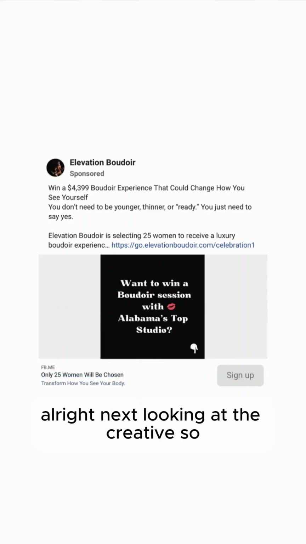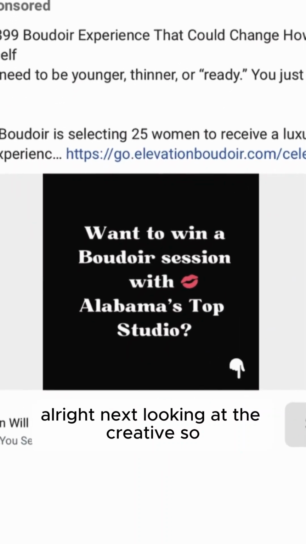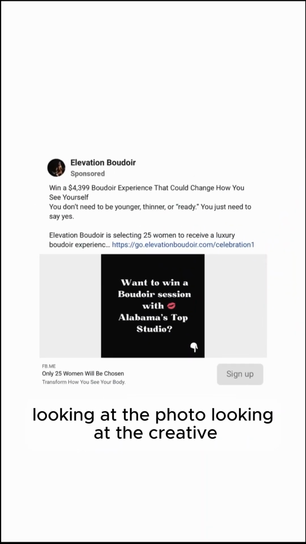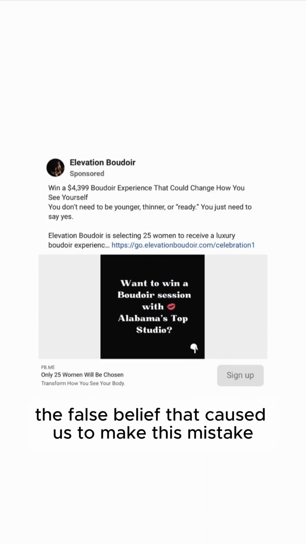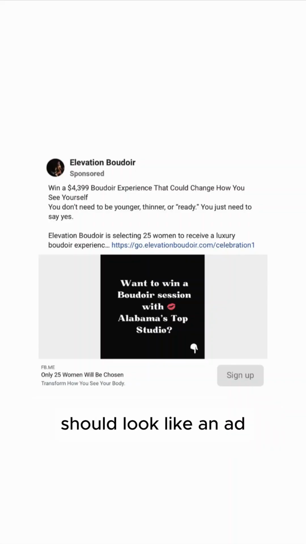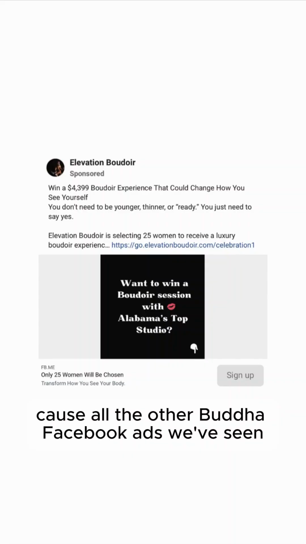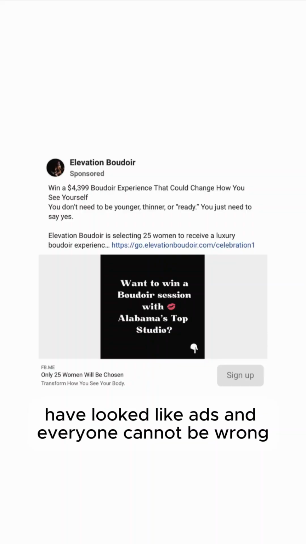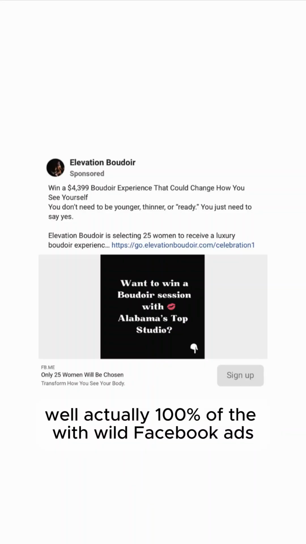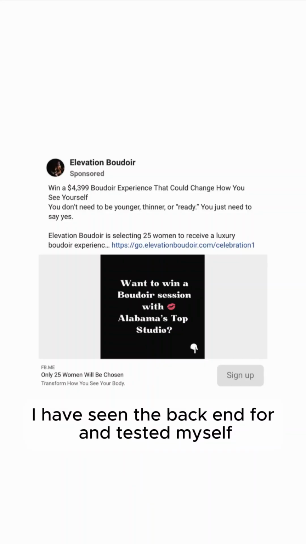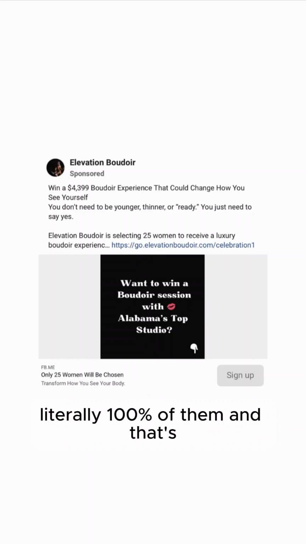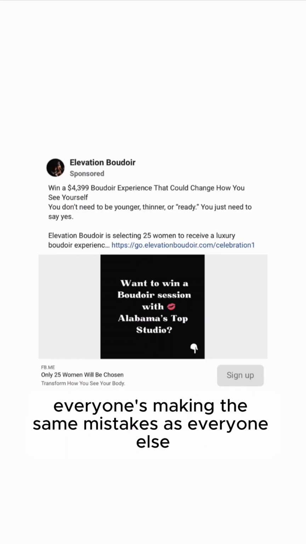All right, next, looking at the creative. All right, let's see, looks like an ad mistake. Looking at the photo, looking at the creative. The false belief that caused us to make this mistake is that we believe a Boudoir Facebook ad should look like an ad, because all the other Boudoir Facebook ads we've seen have looked like ads, and everyone cannot be wrong, can they? Well, actually, 100% of the Boudoir Facebook ads I have seen the back end for and tested myself have had BLCS, literally 100% of them.